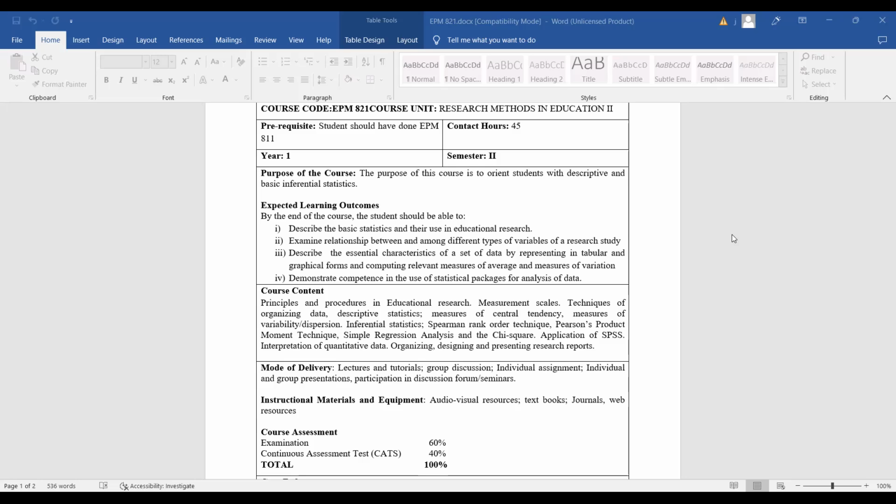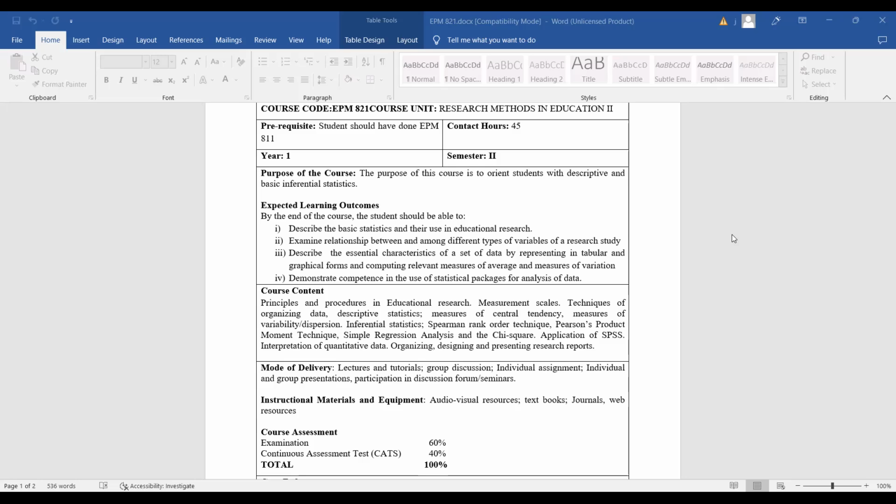Also, we will look at measures of central tendency. We will look at measures of variability, that is dispersion. That is descriptive statistics. Then we will go to inferential statistics. Inferential statistics, we look at Spearman rank order technique, Pearson product moment technique, simple regression analysis, and chi-square. And then, of course, I've told you that we need to have some knowledge in the application of SPSS.